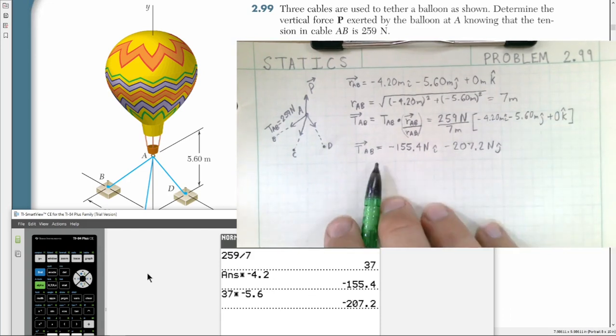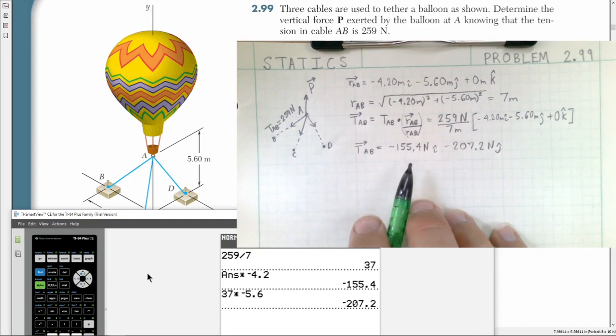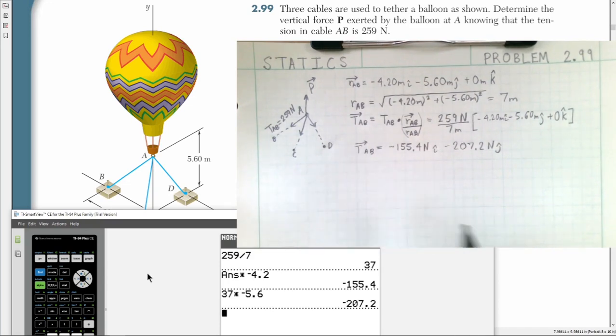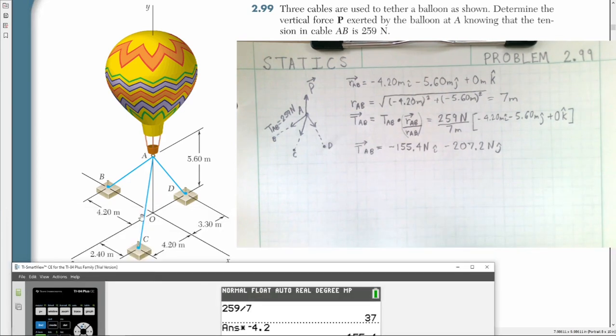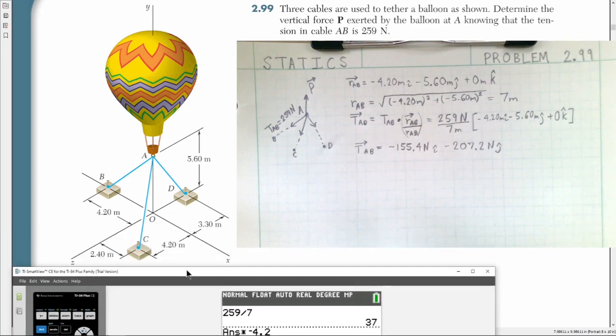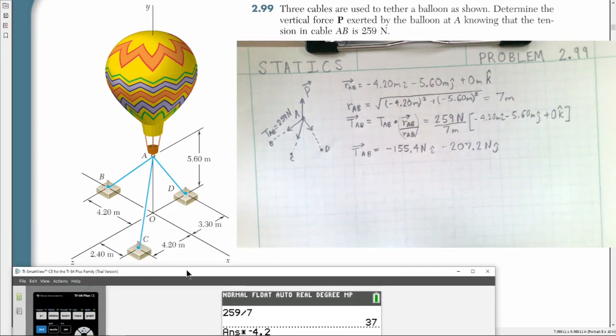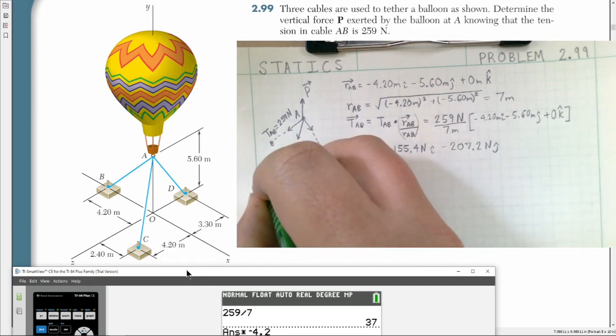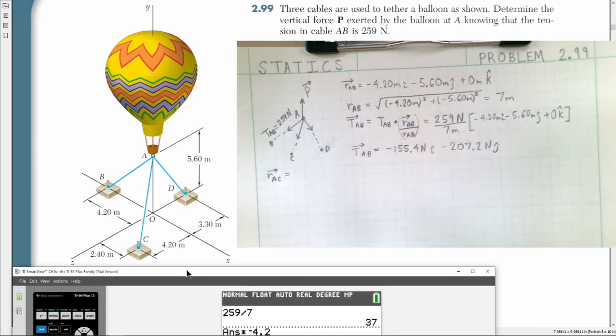So we have our tension vector going from A to B. We're going to do the same thing for vector AC, and then the same thing for our tension vector from A to D as well. So, moving along, let's do our position vector from A to C. If we notice, in our x direction, we're going from point A, which is vertically above the origin, to C, going positive 2.4 meters.